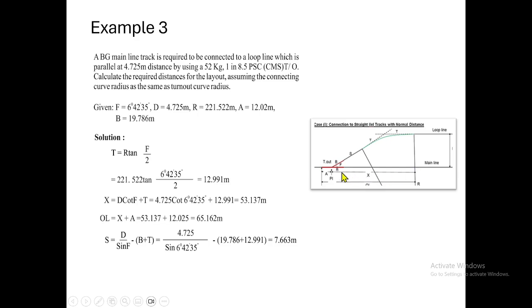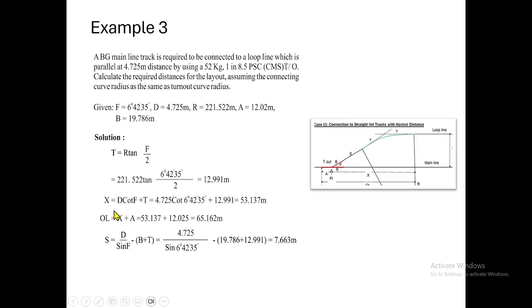That means x equals d cot of plus t, that is 4.75 into cot of this angle, plus 12.991, that is t. Or otherwise, d cot of, we can simply take the number. Cot of is equal to 8.5. So d into 8.5, if you multiply, we will get this value. Adding our tangent length, we will get the x distance, which is equal to 53.13 meter.